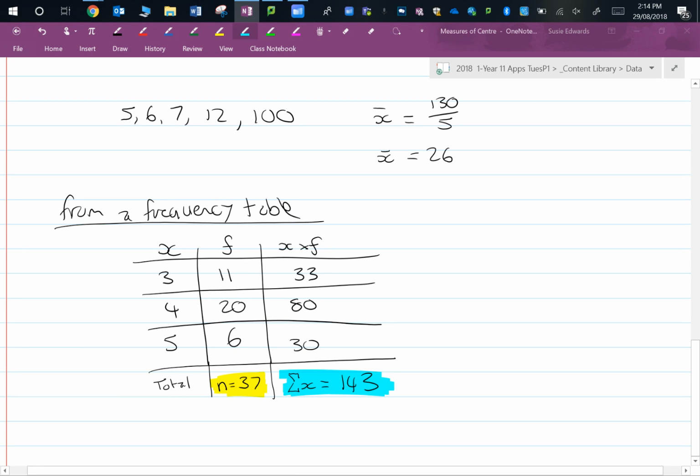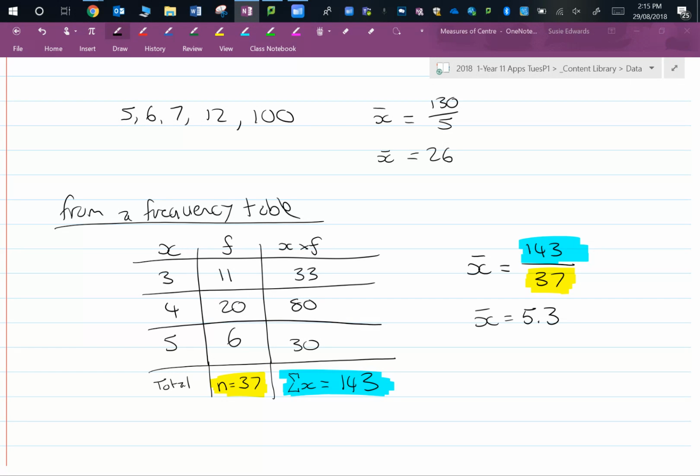All right, so anytime you get given a frequency table, that's where we end up at. So to find the mean, all I do is divide one by the other. 143 divided by 37. And so the mean is 5.3. We've got our answer there. Any questions about that? What's the mode? The one that has the highest frequency, so 4, mode's 4. Right, so more than likely we'll give you a table and ask you to find the mean, the mode, and the median, which we'll talk about in a second.